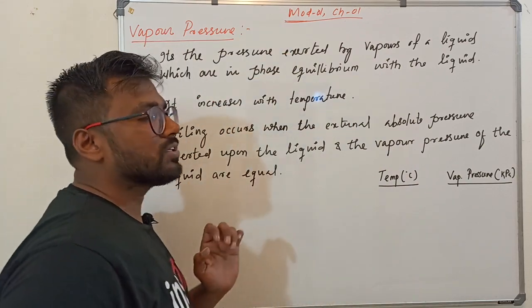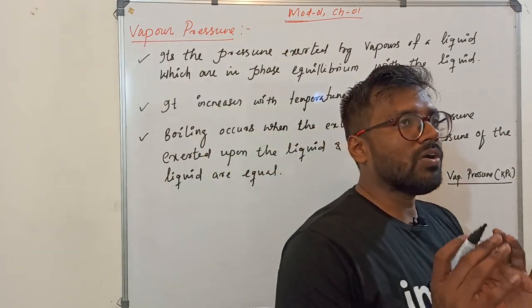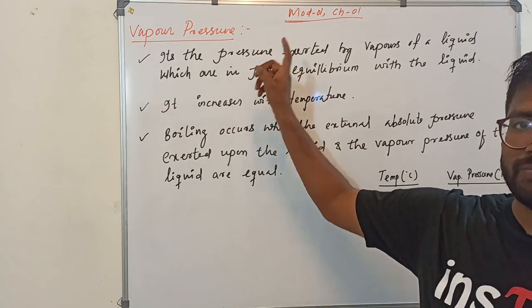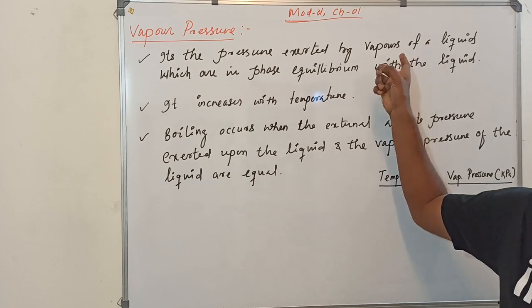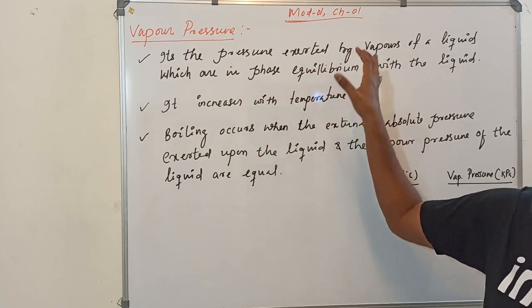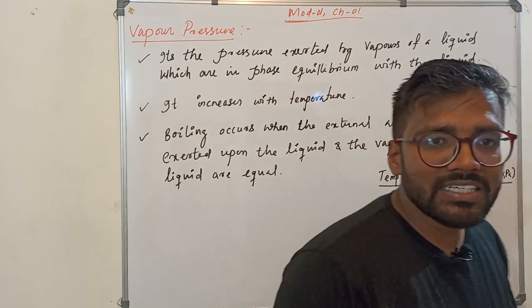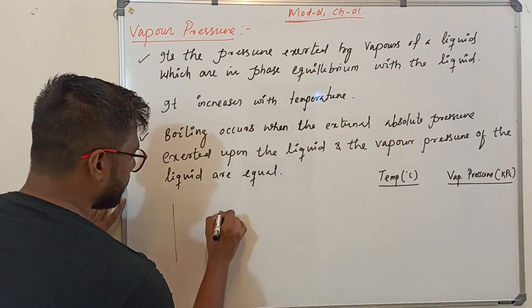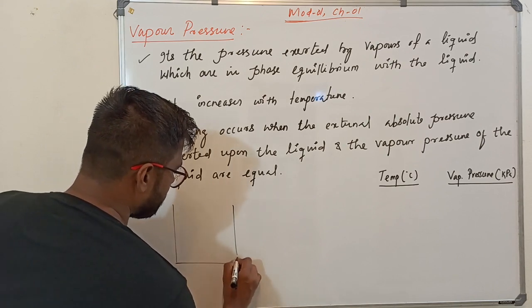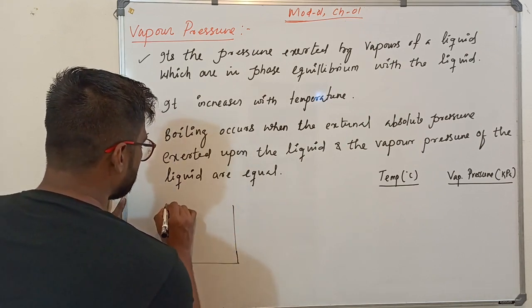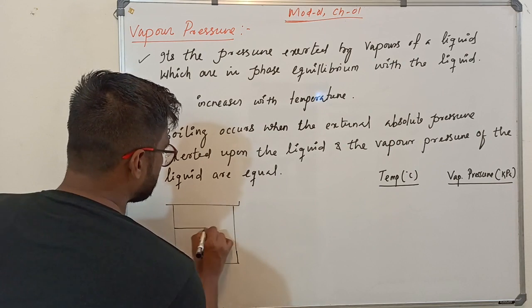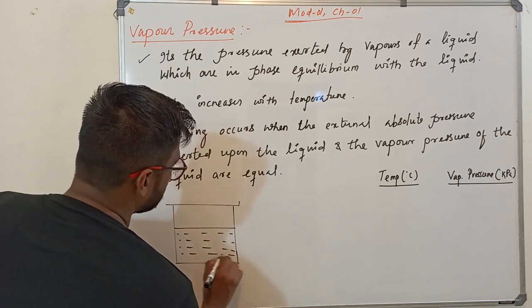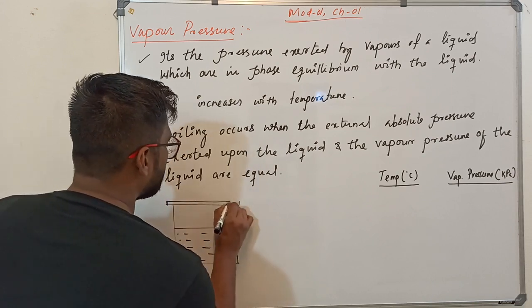So today's topic is vapor pressure. Vapor pressure is the pressure exerted by the vapors of a liquid which are in phase equilibrium with the liquid. Now let us understand what this means. You take a closed container, and obviously you have some liquid inside it. You have closed it with the help of a lid.